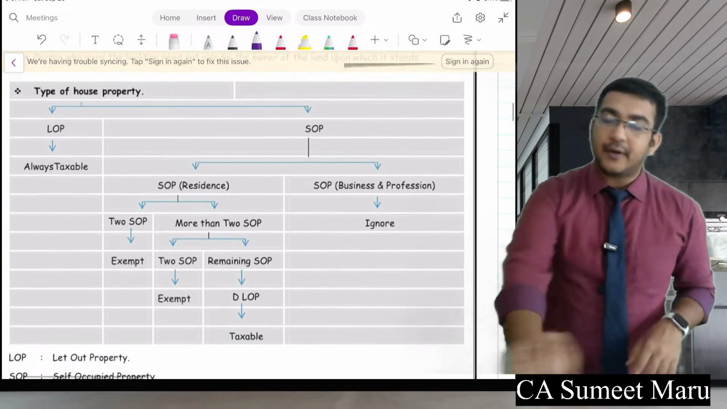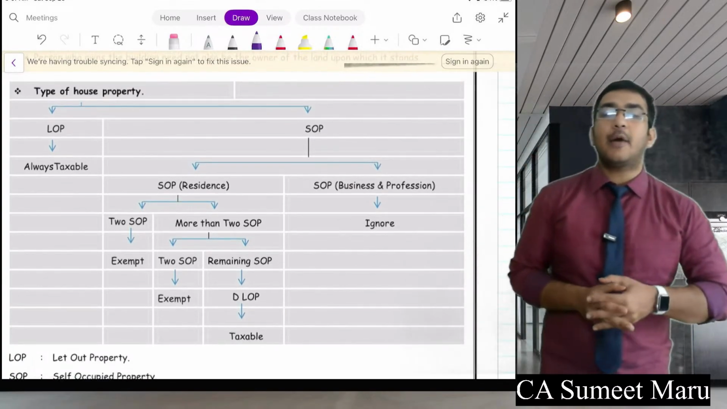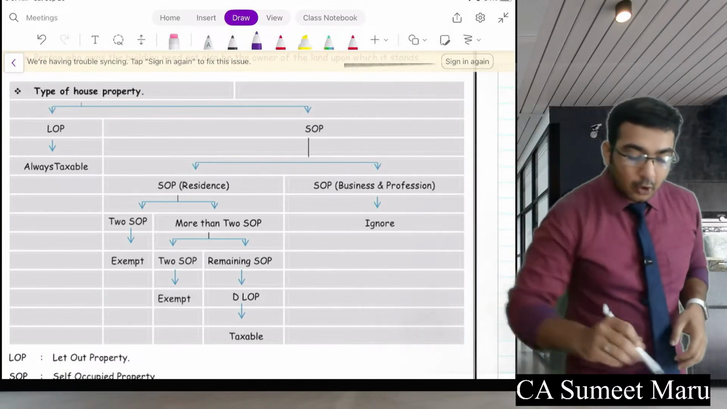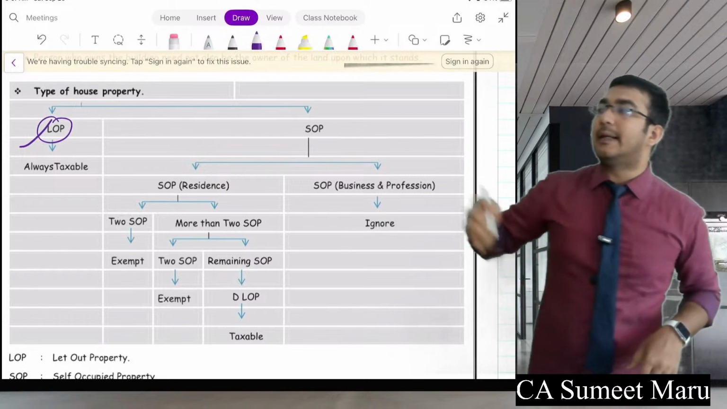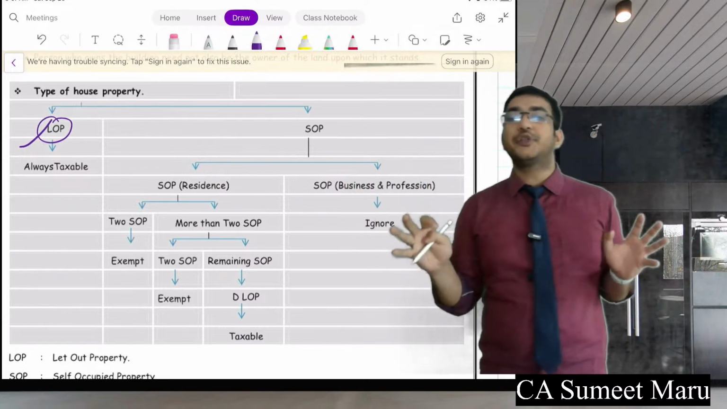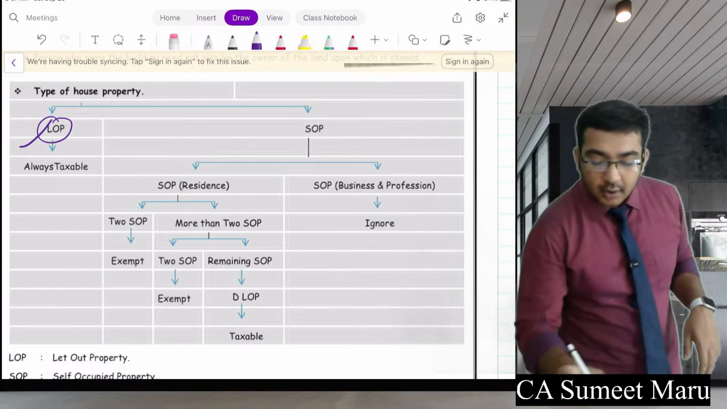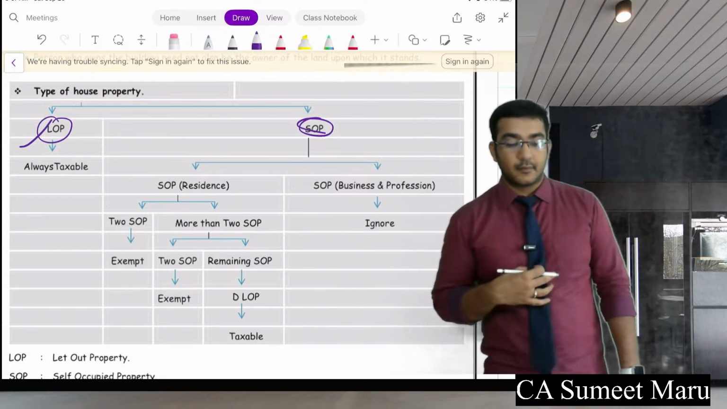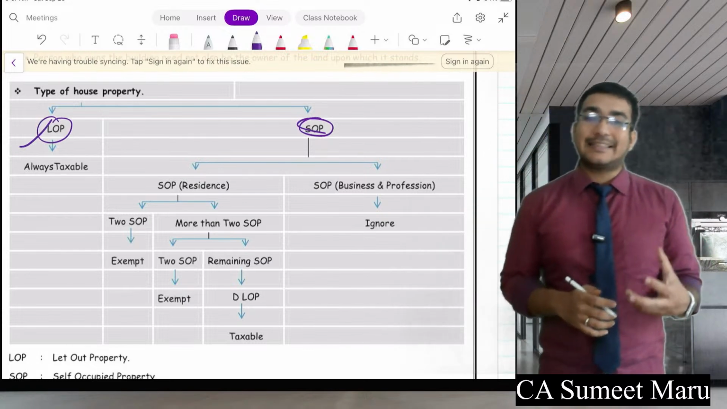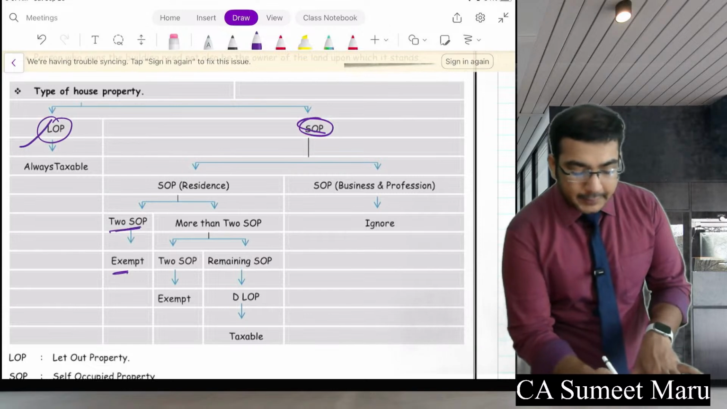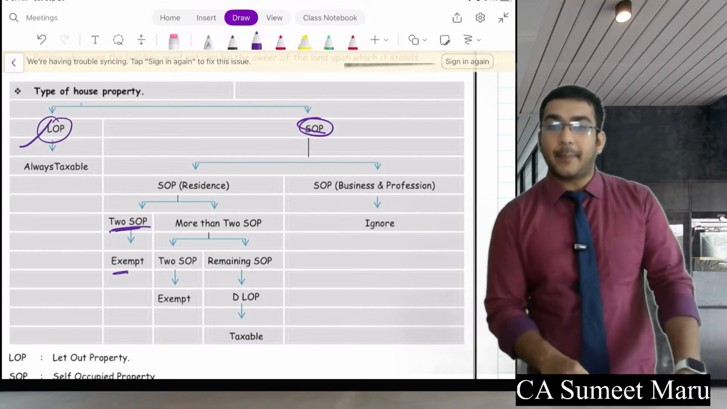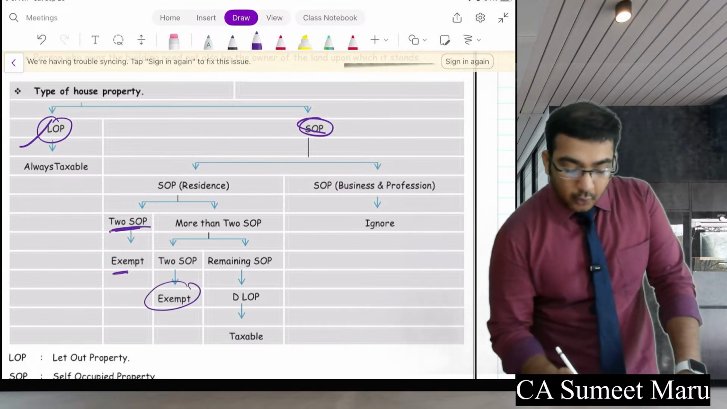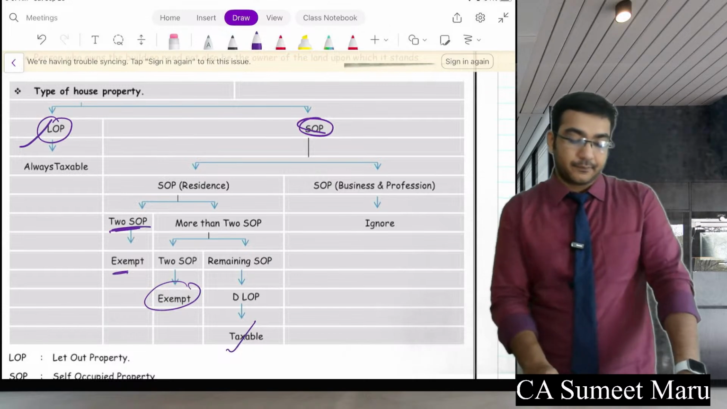Going further, the types of house property have been divided into three types. The first is your let out property. Let out property is one which you have simply given on rent, no confusion in this. The next is your self-occupied property, the property where you yourself are living. Okay, now you can have a maximum of two self-occupied properties. If you have more than two properties in your name, they have to be let out or they will be known as deemed to be let out.